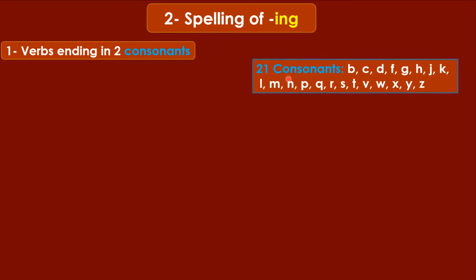And these are the 21 consonant letters we have in the English alphabet.